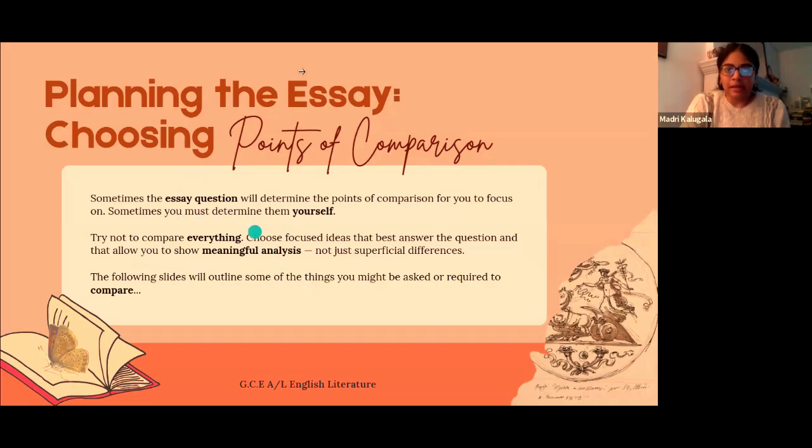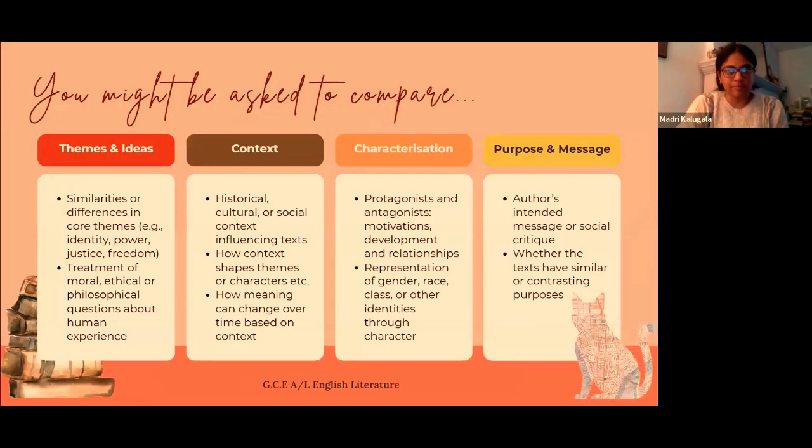When you're planning your essay, try not to compare everything. Obviously, you have limited time. You have to be very specific, very focused, and pick your best points that will help you make the most meaningful analysis for the question. The next few slides are going to show you some examples of elements you might be asked to compare, right? So let's move on and see what those are.